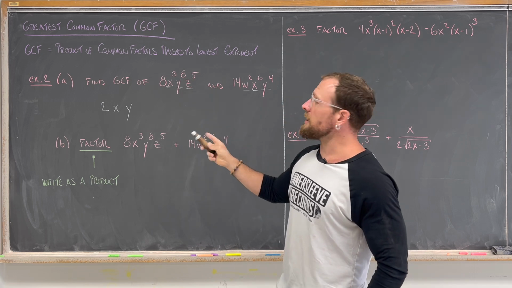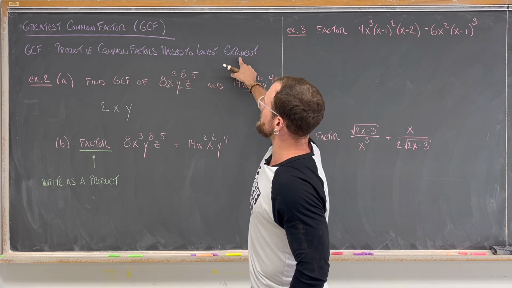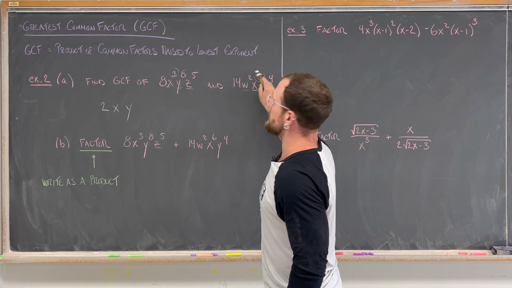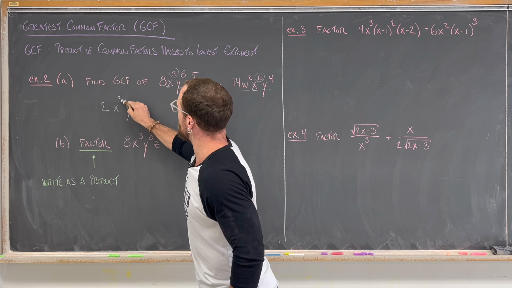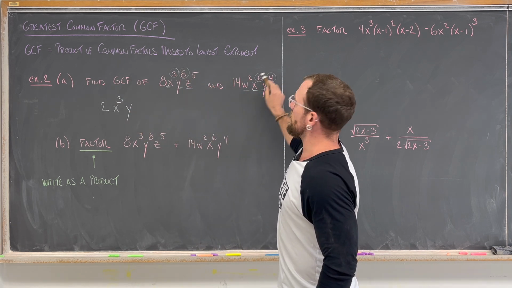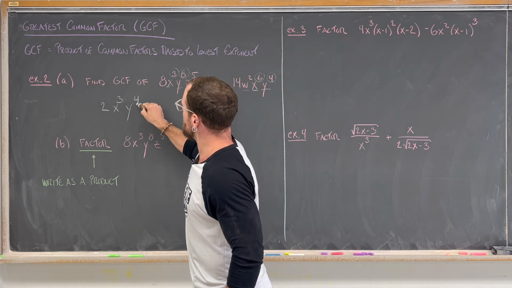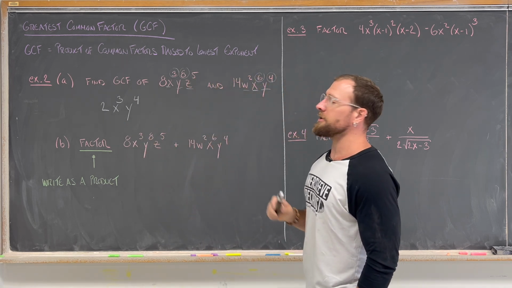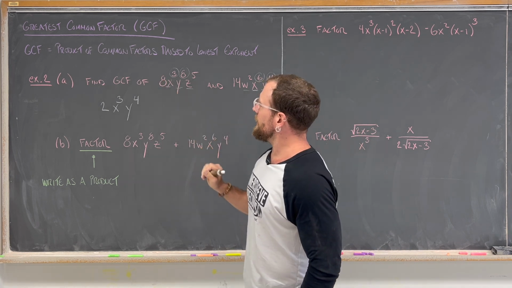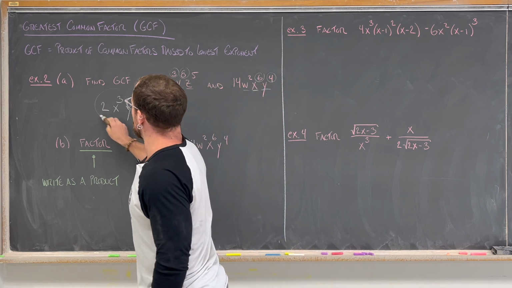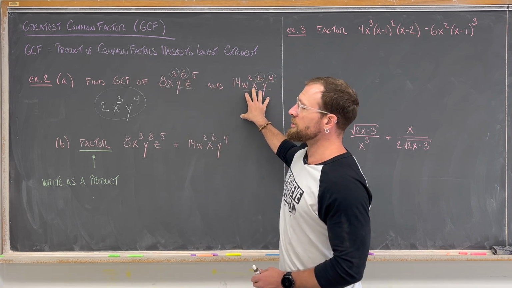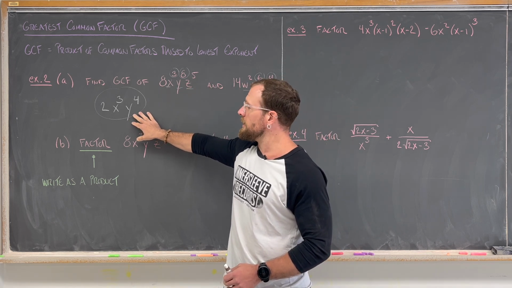Now, what powers are these raised to? We should raise them to the lowest exponent. When it comes to x, the exponents are 3 and 6, the lowest one being 3. For y, the exponents are 8 and 4, the lowest one being 4. That is the greatest common factor. Okay? And that's an isolated exercise. That's the answer. This is the greatest common factor. What that means is that both this expression and this expression are multiples of this expression.